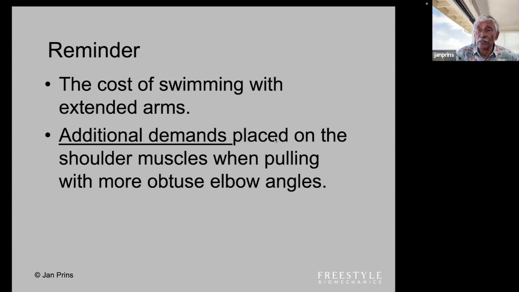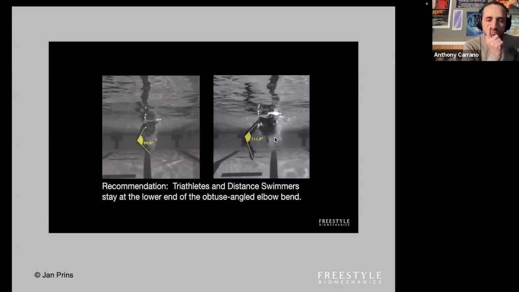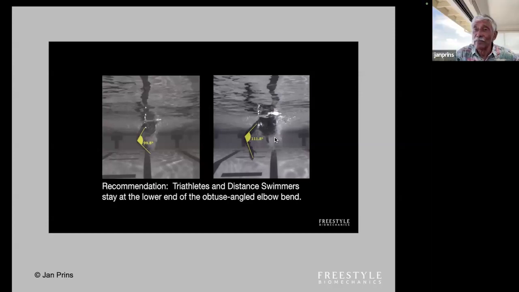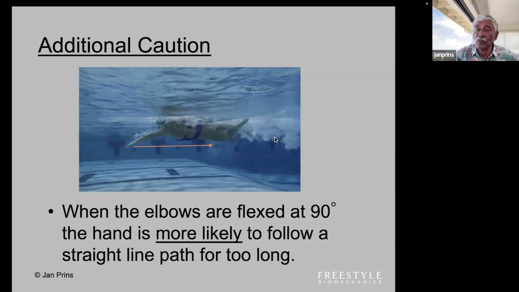Again, there is always a caveat. The cost of swimming with extended arms is additional demands placed on the shoulder muscles when pulling with the elbows. And this is why the recommendation for triathletes and distance swimmers is to stay at the lower end of the obtuse angle. So instead of being at 160 degrees, we want to be a little bit less. That is the recommendation we have for all these distance swimmers and the majority of your audience, unless they're interested in sprinting, which I doubt. There's additional caution: when the elbows are flexed at 90 degrees, the hand is more likely to follow a straight line path.